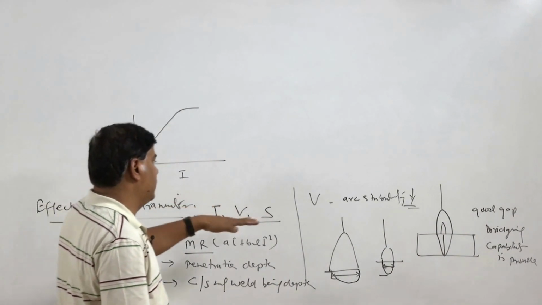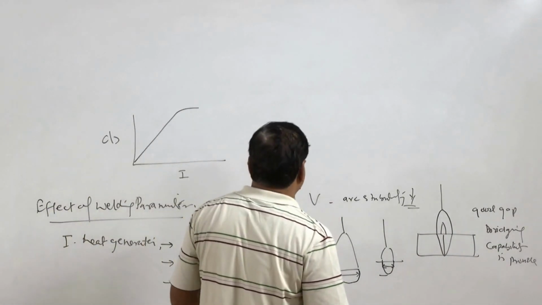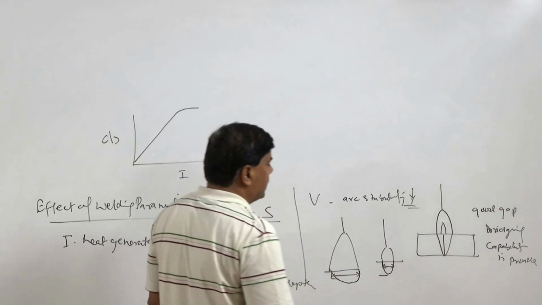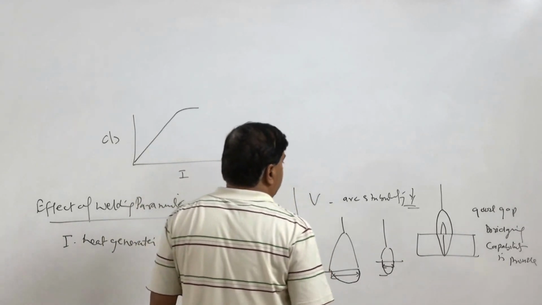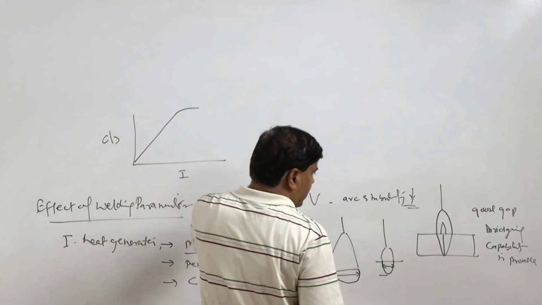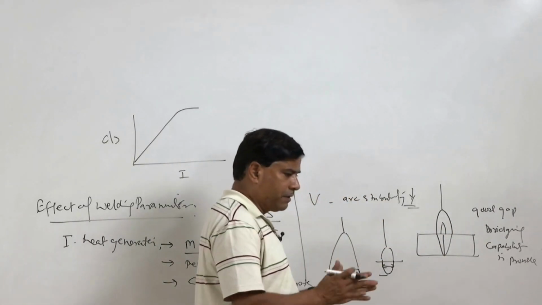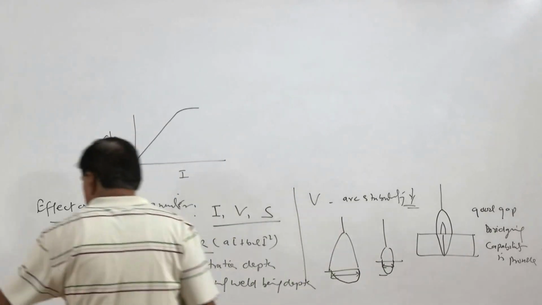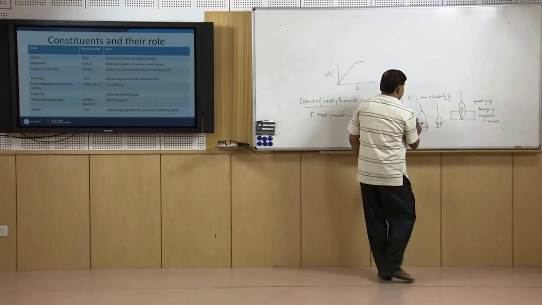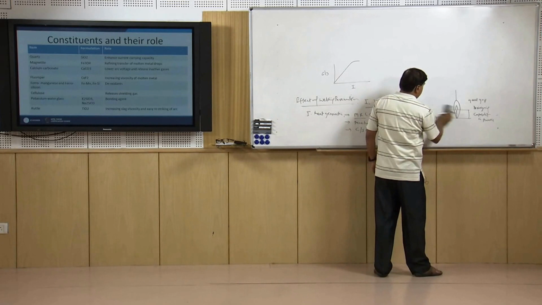So, this is how we can see the effect of the welding arc voltage. It affects the arc stability, the gap bridging capability and the bead geometry in terms of the width and the depth of the penetration. And further, let us see the effect of the welding speed.